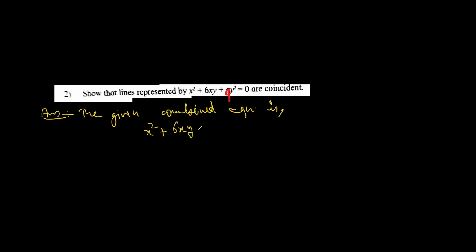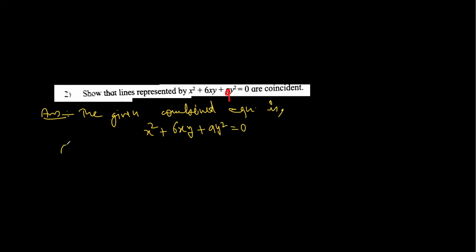The second question is, show that the lines represented by this are coincident. This is 9, it is not g, it is 9y squared. Again, I will start the solution as earlier. You may also start writing with me. The given combined equation is x square plus 6xy plus 9y square equal to 0.